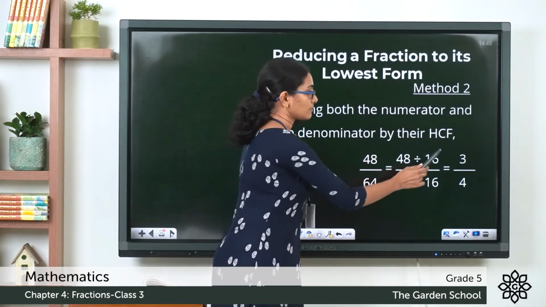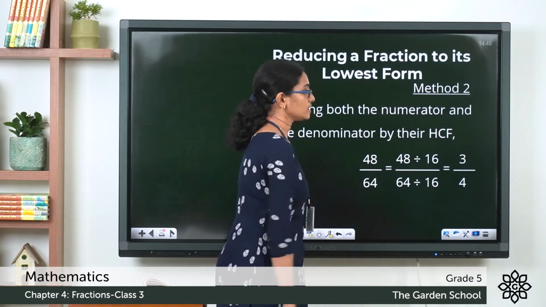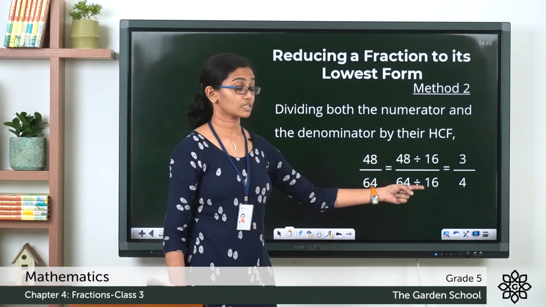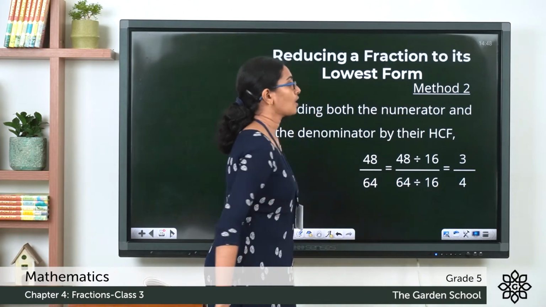What is 48 divided by 16? We know 16 threes are 48. So the quotient here is 3. And 64 divided by 16, we know 16 times 4, or 4 times 16, is 64. So the quotient here is 4.